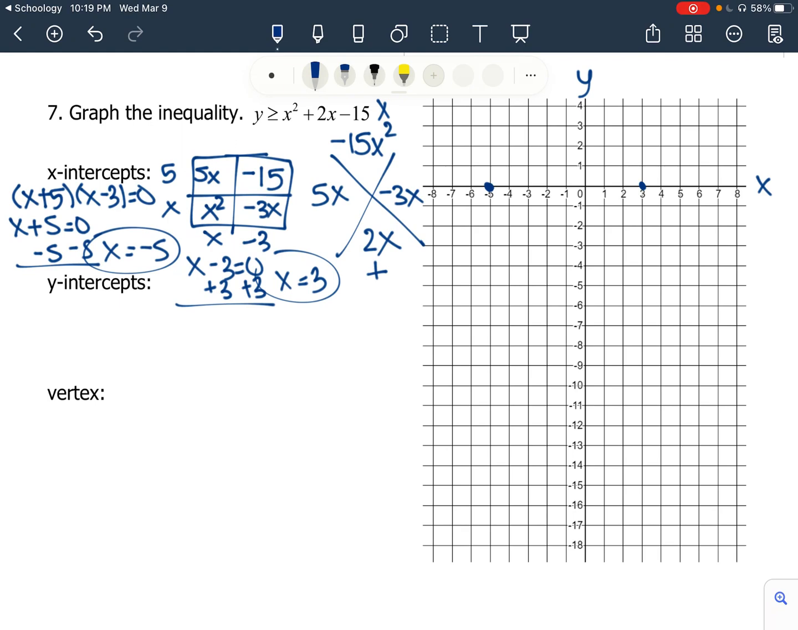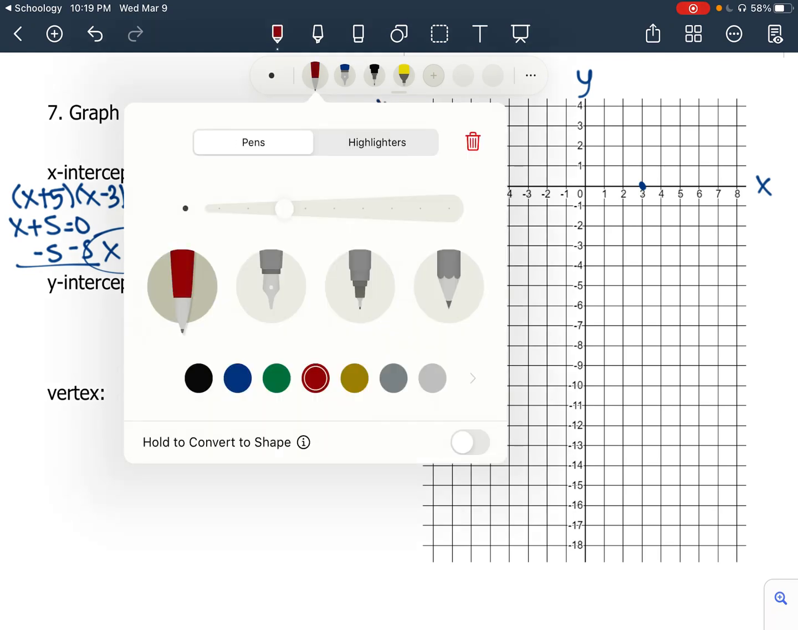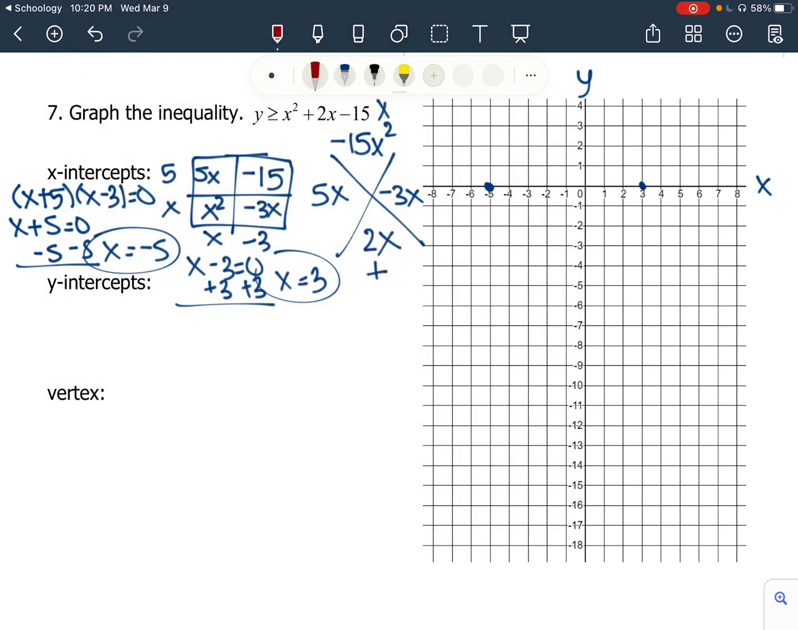So then the next part is to find the y-intercept. To find the y-intercept, you're going to plug in 0 for x. So previously we plugged in 0 for y, now we're plugging in 0 for x. So 0 squared plus 2 times 0 minus 15. So y is going to be equal to negative 15 because all these pieces were 0: 0 plus 0 minus 15. So negative 15 is here.